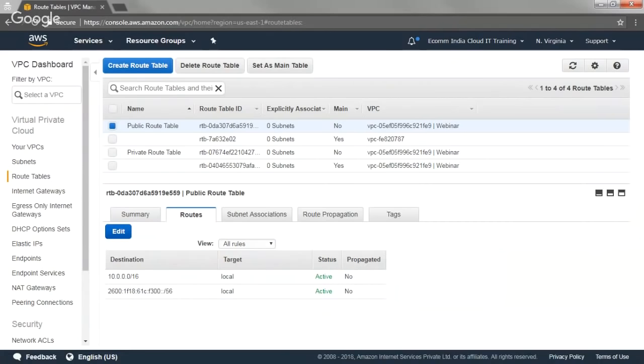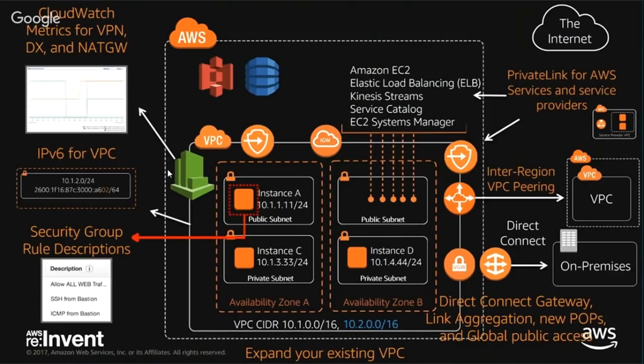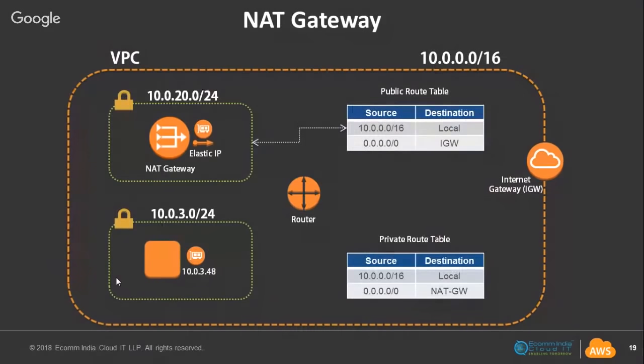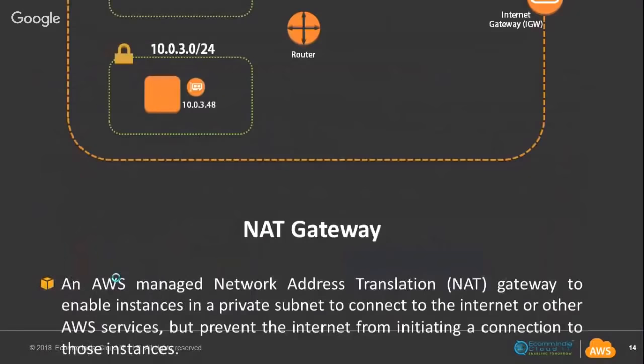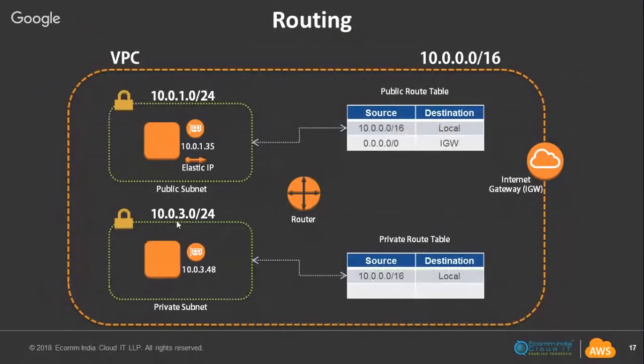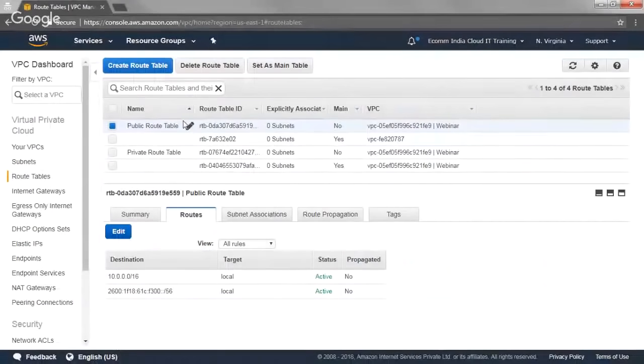Now, if I go back to the diagram that we were discussing in terms of private and public, I have two private subnets and two public subnets that are in different availability zones. Now I have created two route tables, a public route table and a private route table. But as you saw in the public route table, I still have not configured the internet gateway, right? So I will go ahead and add the internet gateway route.